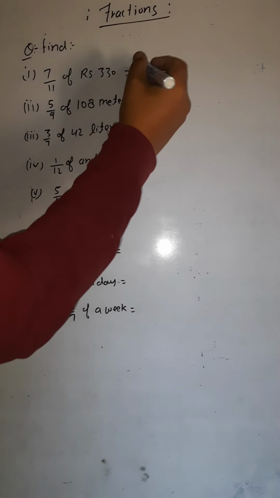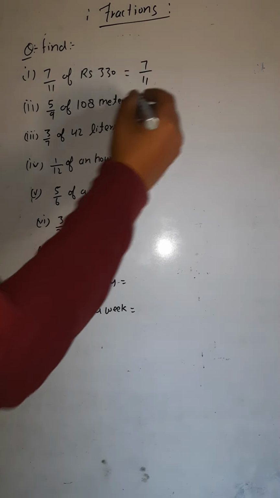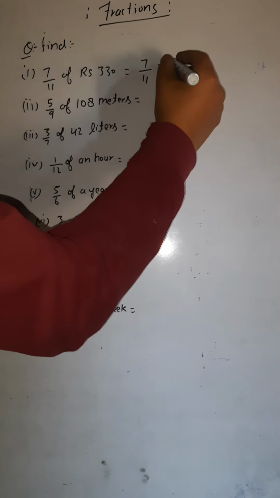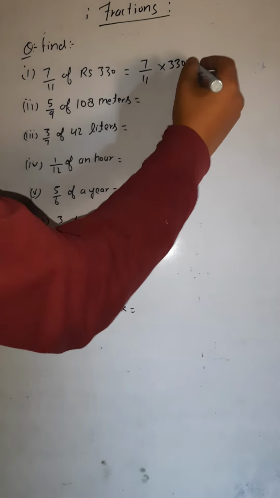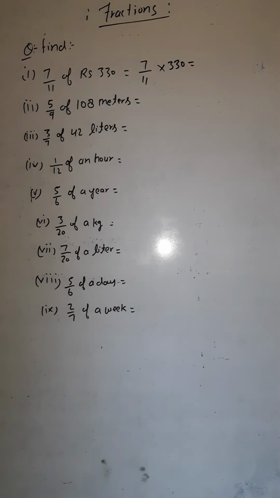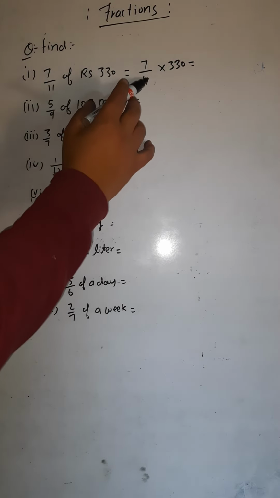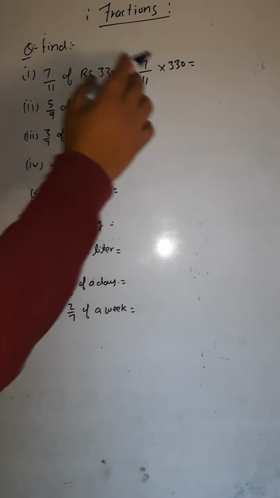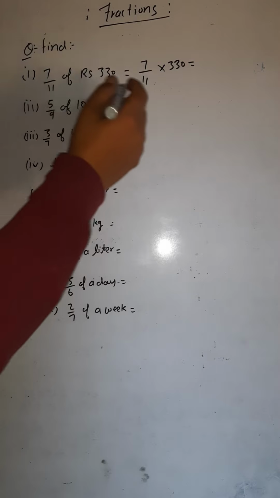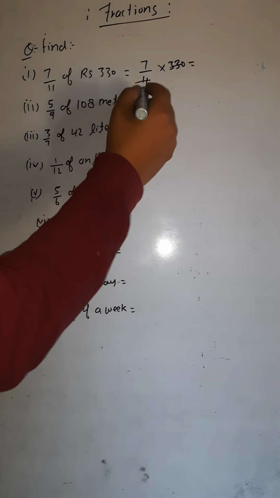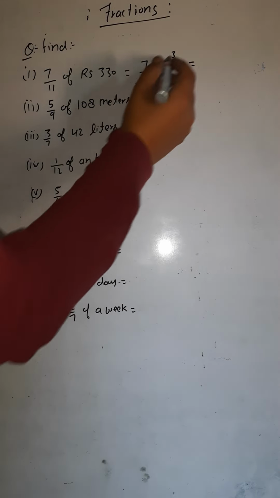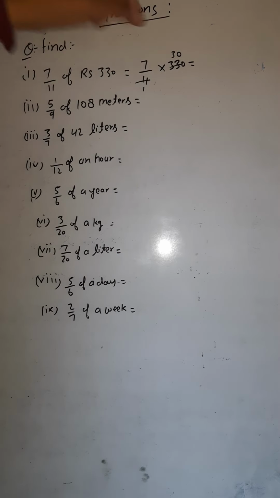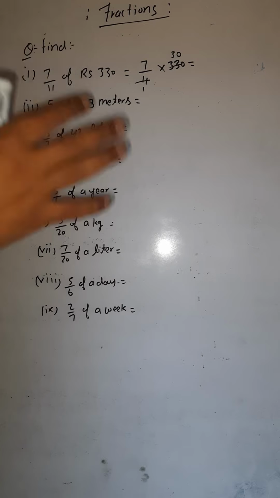7 by 11, let me write it here, 7 by 11 of, that means multiply, rupees 330. So how much would be the answer here? If you can cut it, because here this 11 just divides 330. How many times it will divide there? 11 1 ja 11 and 11 3 ja 33, 0, 30 times. This 11 would divide this 330 how many times? 30 times. Are you getting this or not?